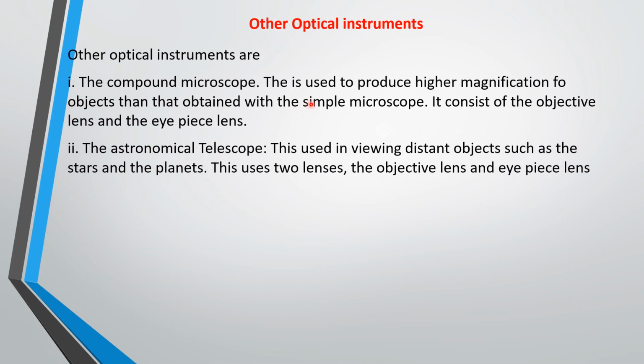So other optical instruments, we have the compound microscope. It is used to produce higher magnification of objects than that obtained with the simple microscope. It consists of the objective lens and eyepiece lens. So the compound microscope has two lenses. One is the objective lens and the other one is the eyepiece. Okay, so that is for the compound microscope.